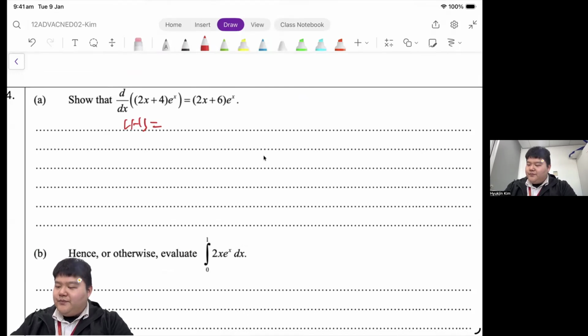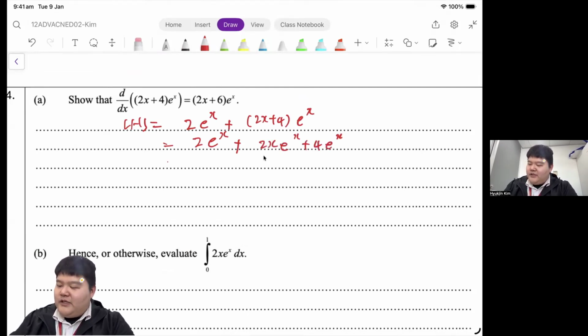Left-hand side equals 2 bracket e to the x plus 2x plus 4 times e to the x. I'm not going to explain any of that product rule stuff anymore. You should be able to do that. 2x e to the x plus 4 e to the x. This becomes 2x e to the x plus 6 e to the x. So now it becomes 2x plus 6 times e to the x. Hence or otherwise.